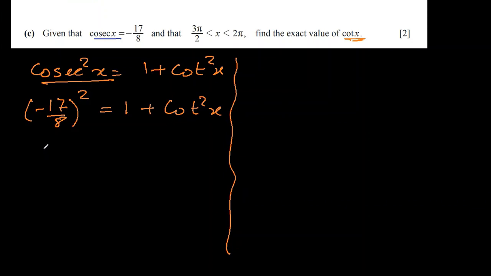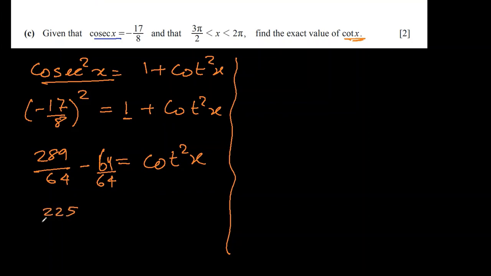17 squared is 289, so we get 289 over 64. Let's bring this 1 here, so it equals cot square x. Can I write this 1 as 64 over 64? All right, I prefer doing it mentally. You can use your calculator, and it will give you the answer straight away. There is no big deal. 225 over 64 is equal to cot square x.